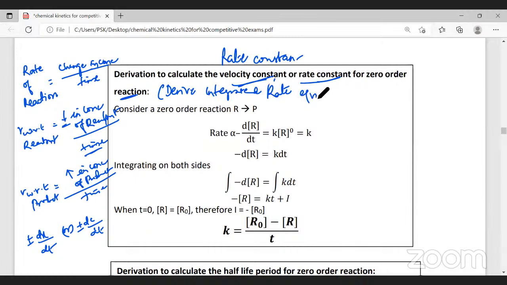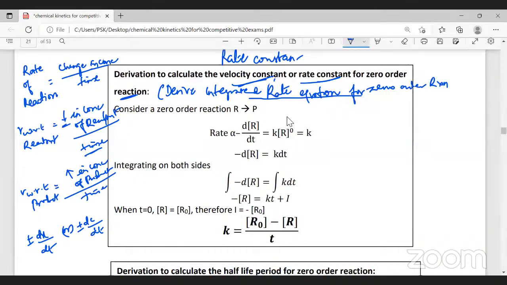Integrated rate equation for zero order reaction. For zero order reaction, they can ask you to derive the velocity constant or rate constant for a zero order reaction, or they also can ask you to derive the integrated rate equation for a zero order reaction, or else we can work problems based on this. Many types of problems are asked based on this, but anyway, this is a 12th standard question. They can ask you for derivation.